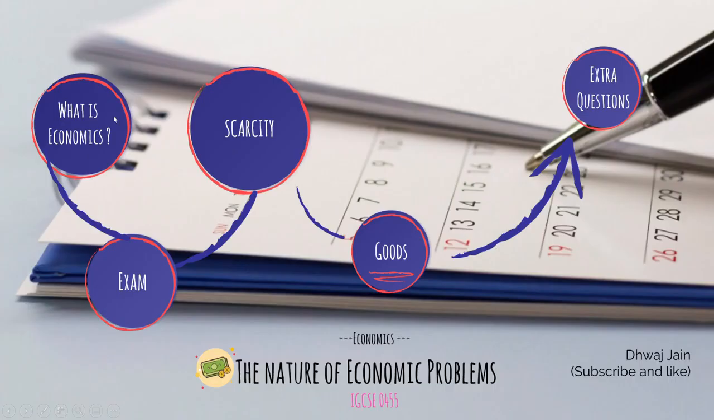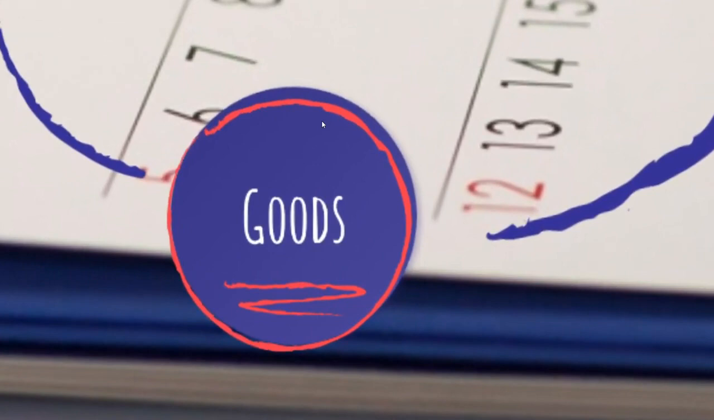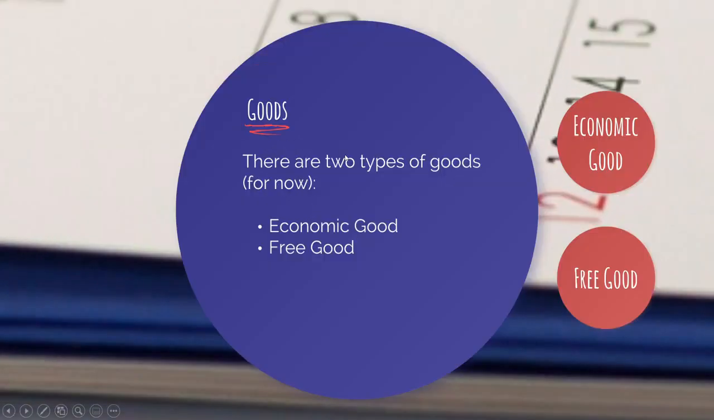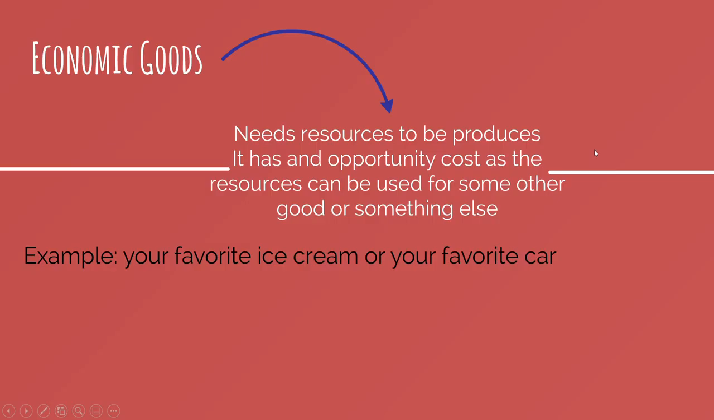Okay, so we are done with scarcity. Now let's check the types of goods that we have. There are two types of good for now. In further videos, we'll get to know about more types of goods. So there are two of them: economic goods and free goods. Let's check economic good.